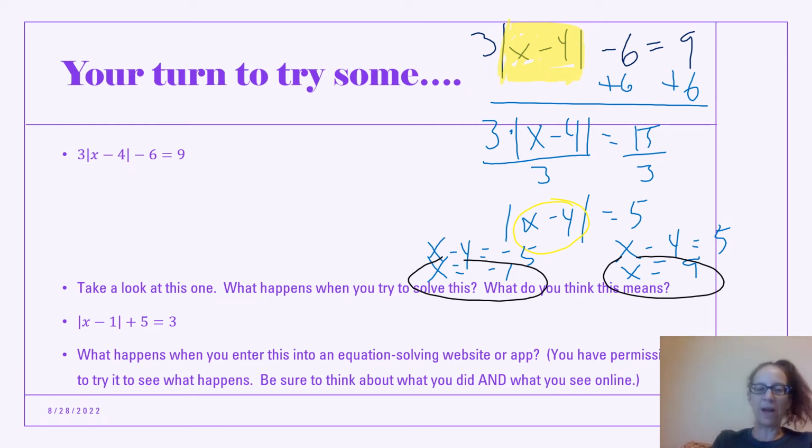What happens when you enter this into an equation solving website or app? You have permission to try it and see what happens. Be sure to think about what you did and what you see online. So pause the video and take some time to look at that next one.